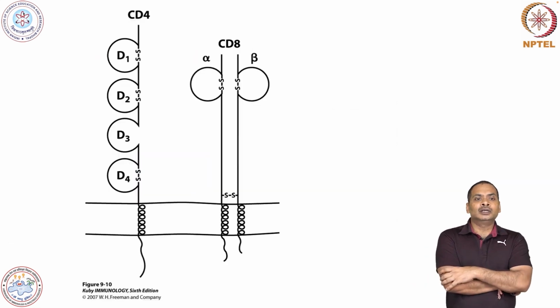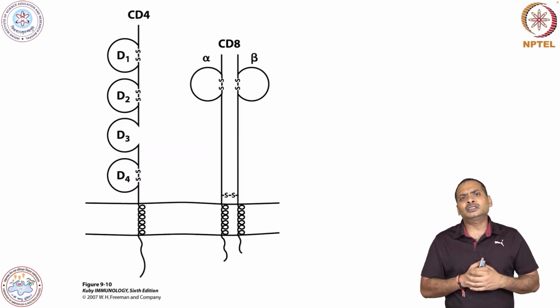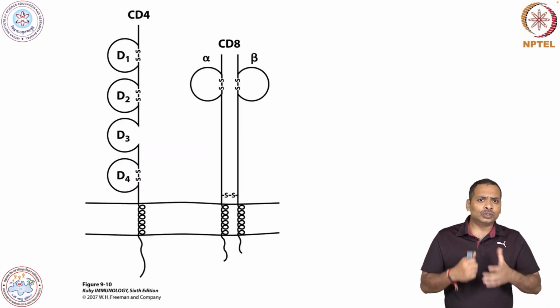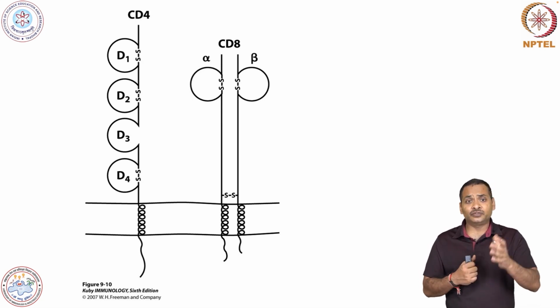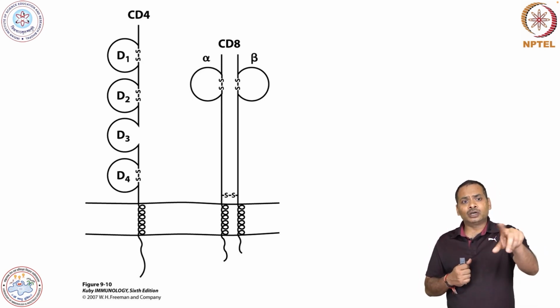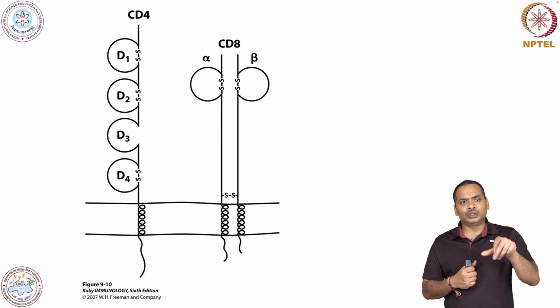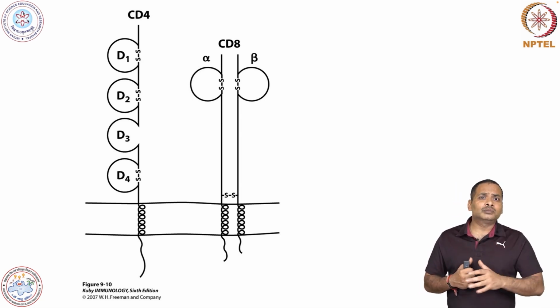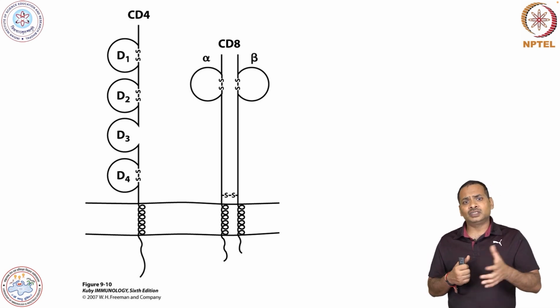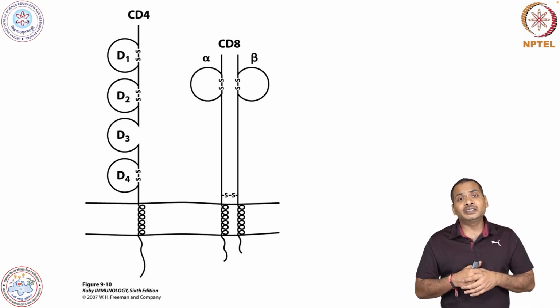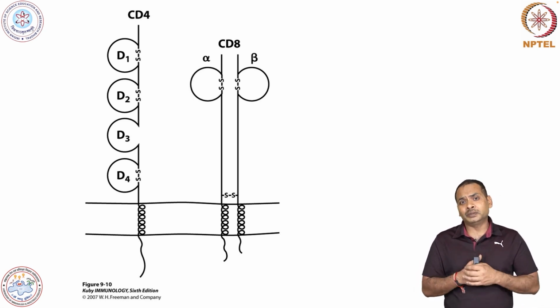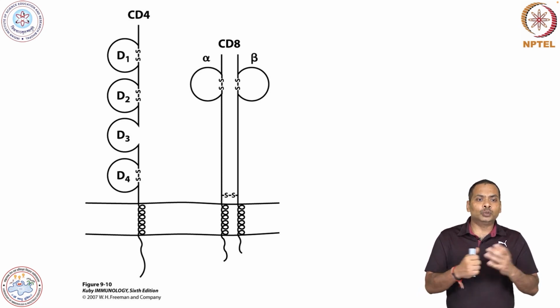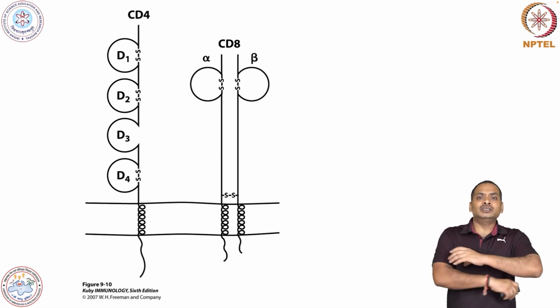Okay. Here this is the structure of CD4 and CD8. So CD4, this is an immunoglobulin superfamily, the circle one. There are disulfide linkages. Okay. So CD4 is a single polypeptide chain, whereas CD8 is a 2 polypeptide chain. Okay. And both have an immunoglobulin superfamily structure.